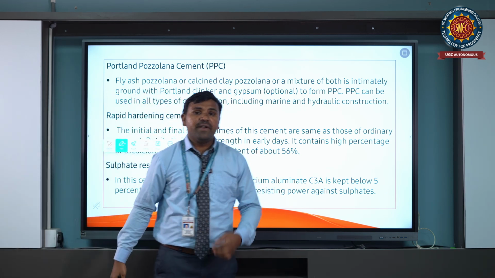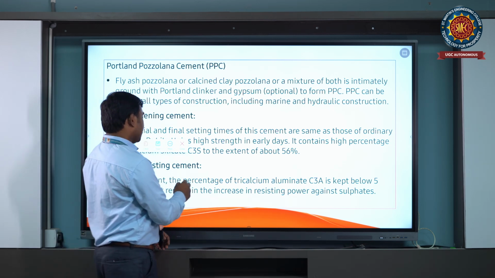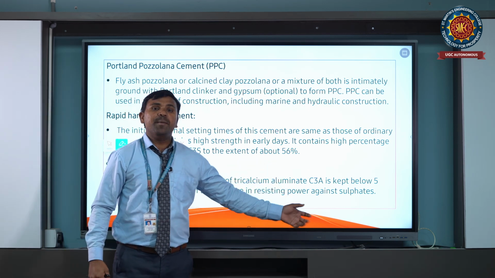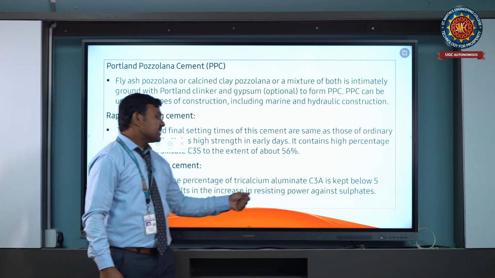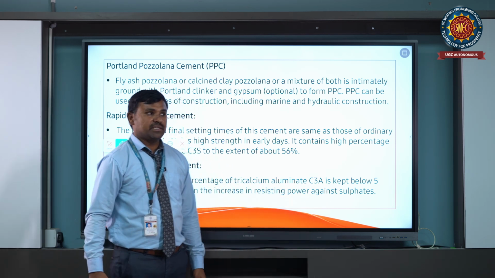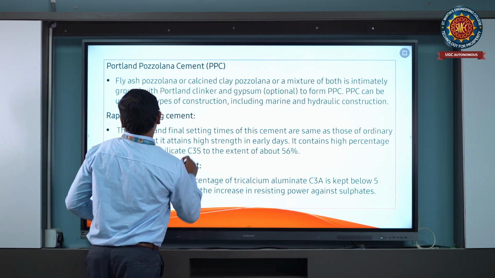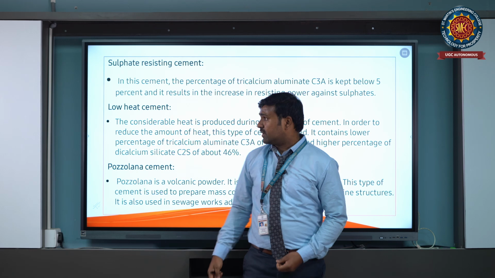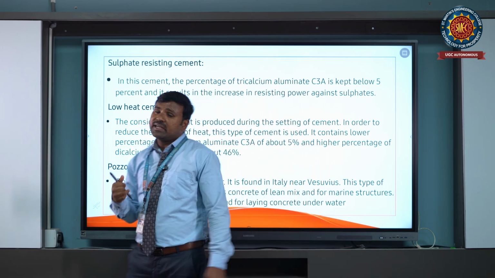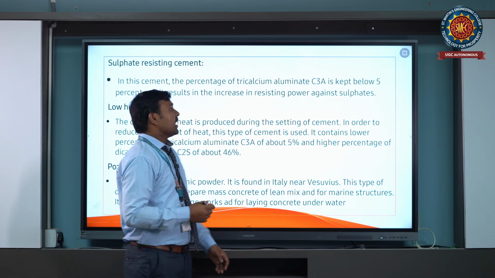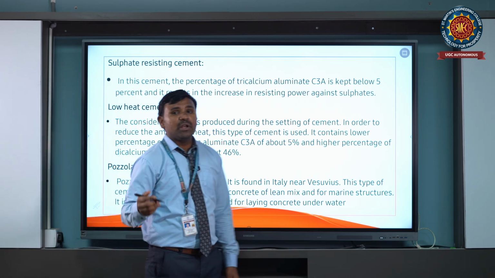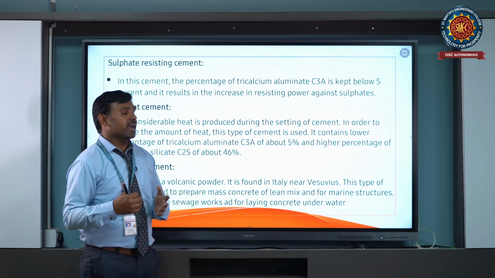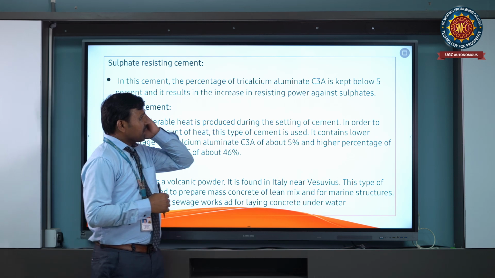Next, sulfate resisting cement. In this cement, the percentage of tricalcium aluminate, C3A, is kept below 5% only, and it results in increased resistance against sulfates. Sulfate means soluble salts. In this cement, the percentage of tricalcium aluminate, C3A, is kept below 5% to increase the resistance against sulfates in the cement.